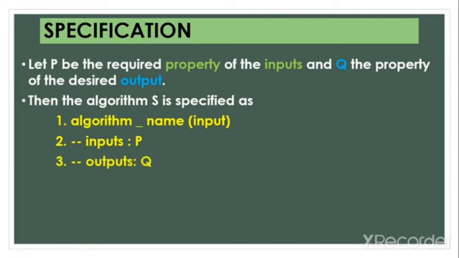The next statement is where we have to give the output. That is, we have to mention the property of the output here. Okay, so we have given double hyphen output. Q is nothing but the property of the desired output. So in a specification, first there must be the name. We have to mention the property of the input and we have to mention the property of the output here.